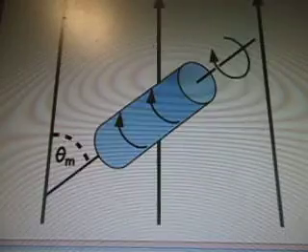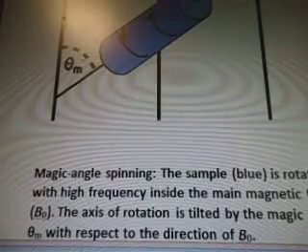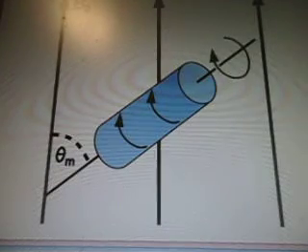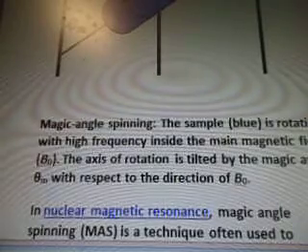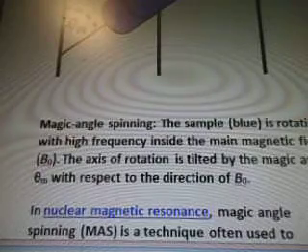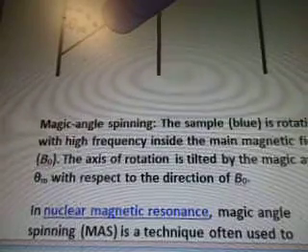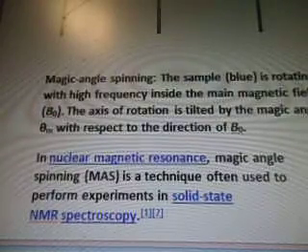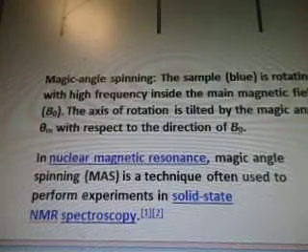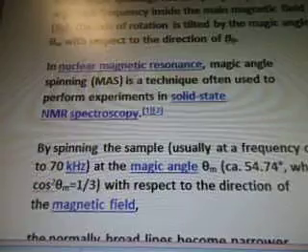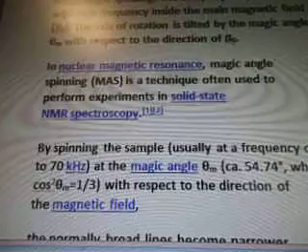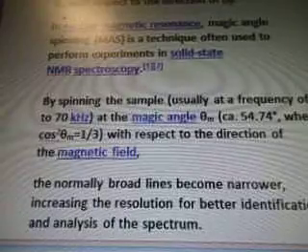Quotes, diagrams from Wiki. This is magic angle spinning. So this is what it looks like. Okay. The sample, blue, is rotating with high frequency inside the main magnetic field B0. The axis of rotation is tilted by the magic angle θm with respect to the direction of B0. Sorry. In nuclear magnetic resonance, magic angle spinning, MAS.